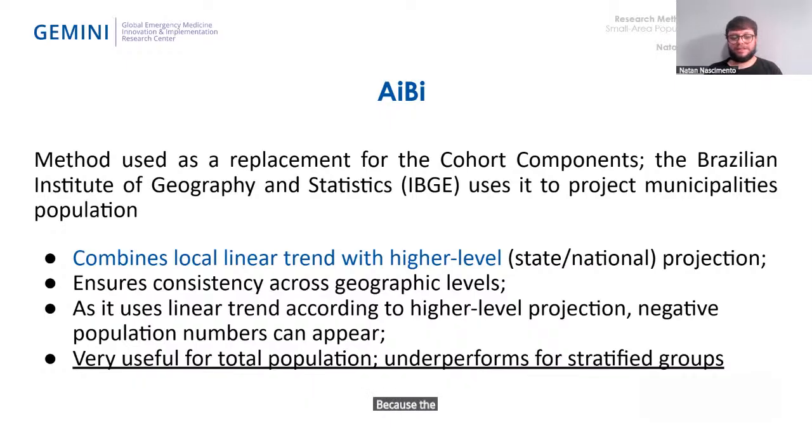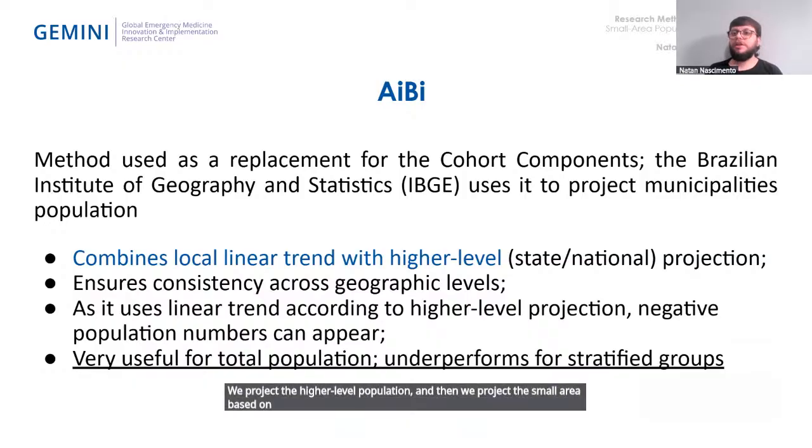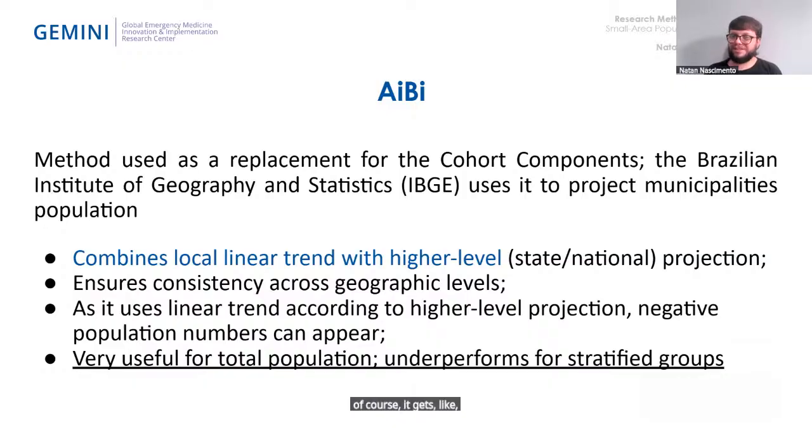Because the higher level, the county, the state, usually the small area follows the higher area. So I can project the population for the Durham County based on North Carolina population. But for that, I need the higher level population. What happens if I don't? Then we go for a mix. We project the higher level population and then we project the small area based on a projection. Of course, it gets like a Frankenstein. We're going to project on top of projection on top of projection, but it's something that we sometimes must do.